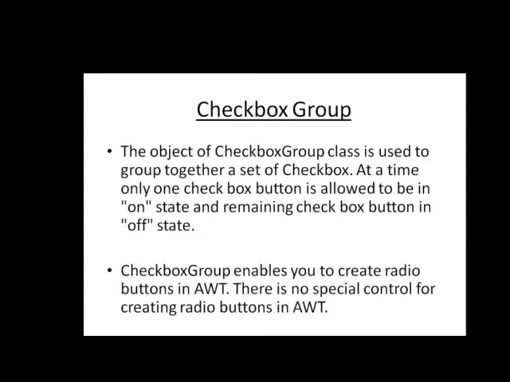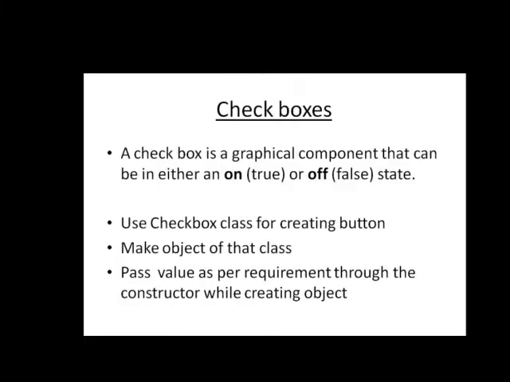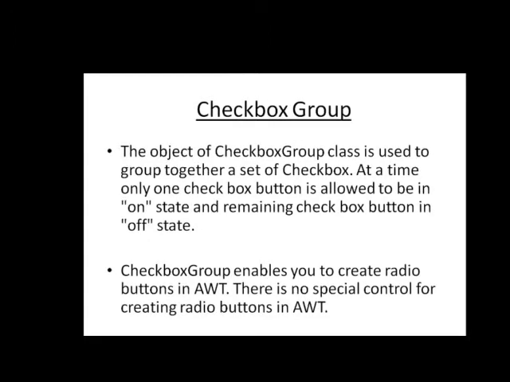And one more thing is checkbox group. The object of the CheckboxGroup class is used to group together a set of checkboxes. At a time only one checkbox button is allowed to be on. In a plain checkbox, many buttons can be on at a time. But whenever you create a checkbox group, it works like a radio button. So there is no separate radio button concept. If you want to create a radio button, you have to use this checkbox group. So checkbox enables you to create radio buttons in AWT. There is no special control for radio button, as I said.